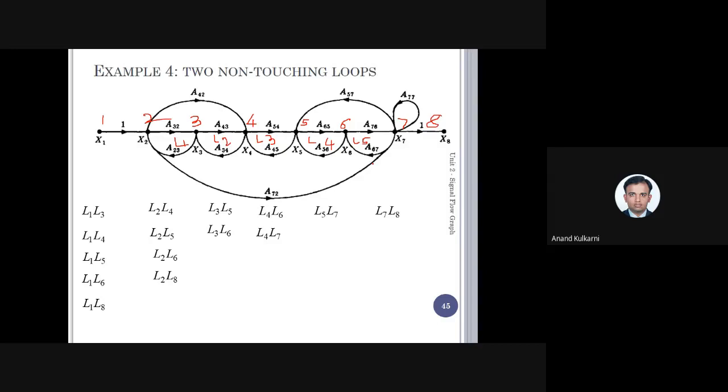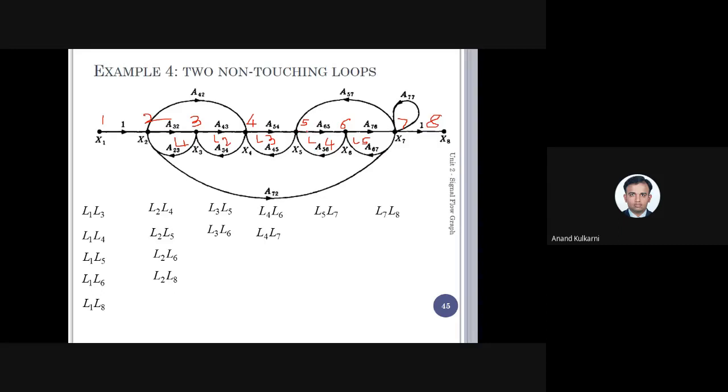Now, L1 and L3 are not touching. Why? Because they do not have common nodes. So L1, L3 is one combination. Then L1, L4, L1, L5. Then which is L6? L6 is this. That is what is here.